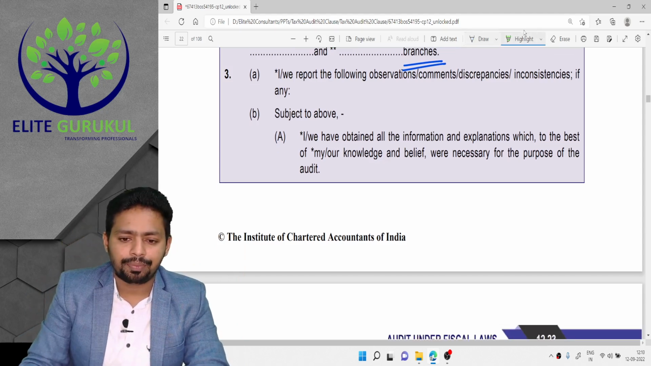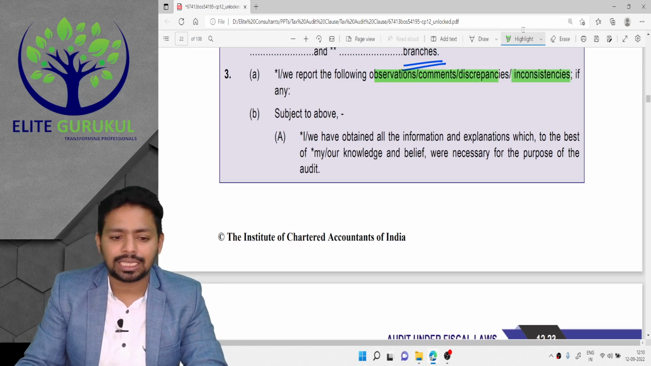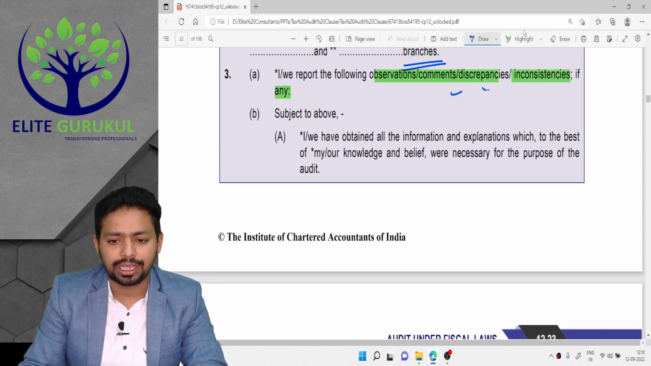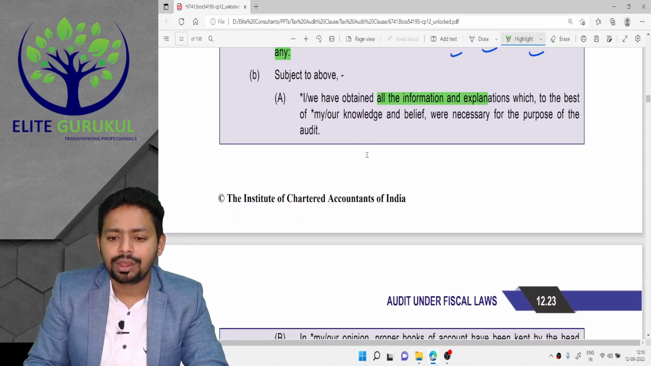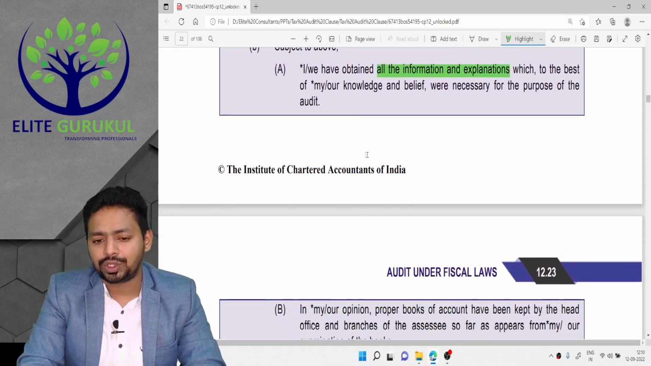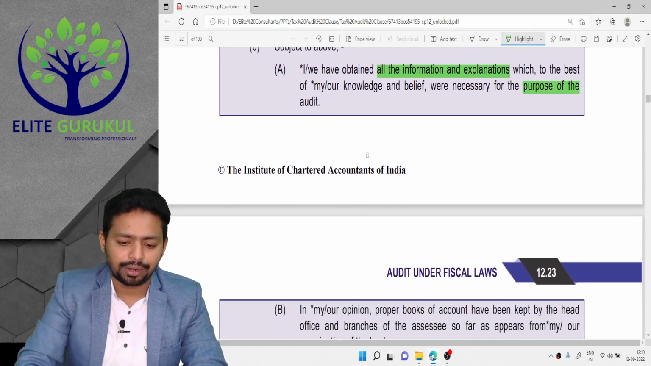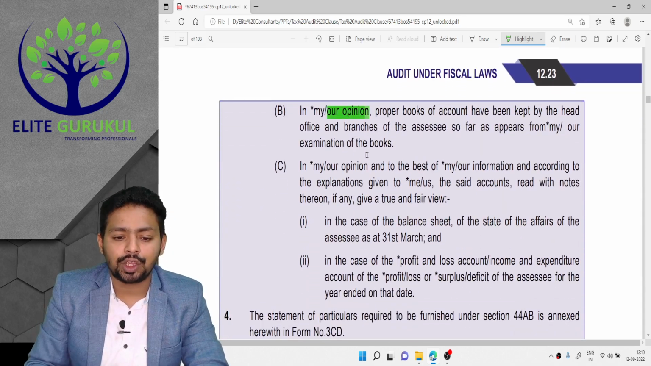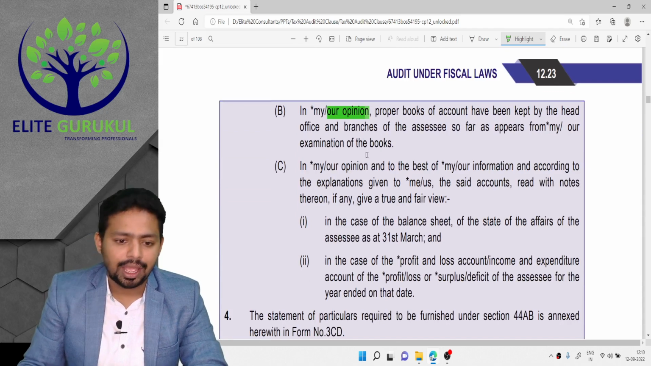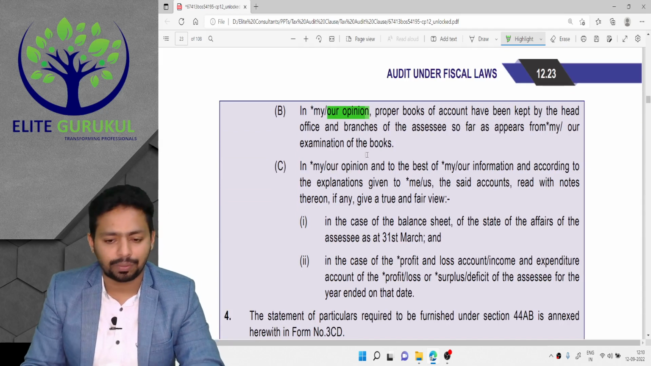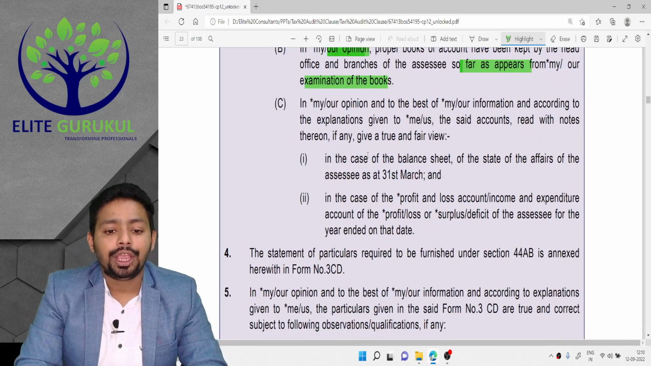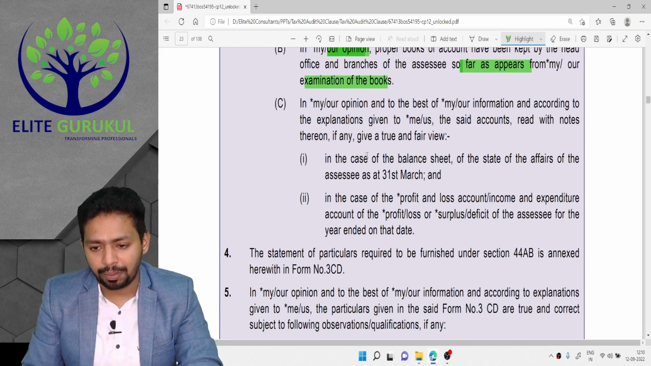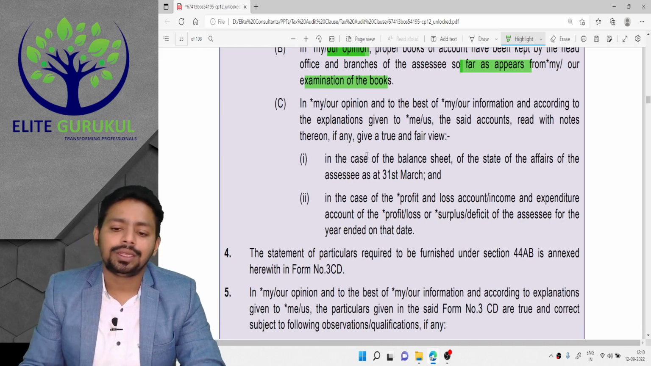I or we report the observations, comments, discrepancies, inconsistencies, if any. So if you find any comments, you have to put them here. Subject to above, I have obtained all the information and explanation to the best of my knowledge and belief which was necessary for the purpose of audit. In my opinion, now here you are expressing your opinion, proper books of account have been kept at the head office and branches of the assessee, so far as appears from my or our examination of the books. In our opinion and to the best of our information and according to the explanation given to us, the said accounts read with the notes thereon, if any, are true and fair.